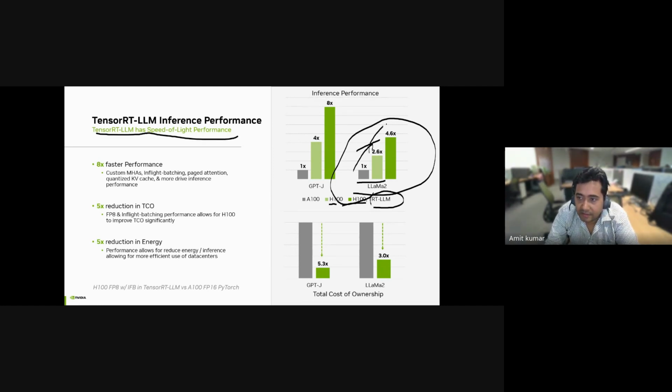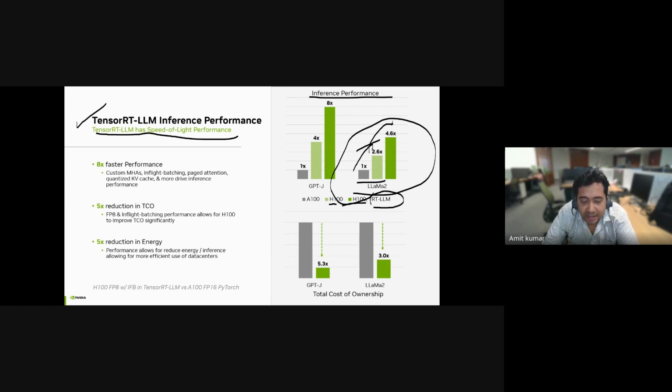Then you get more performance at the same speed. The question is, why should I bother about this? Because if the response you are getting from a large language model is pretty slow, not a real-time response, then beyond a point it does not become very useful, correct? So that's why this becomes very important.